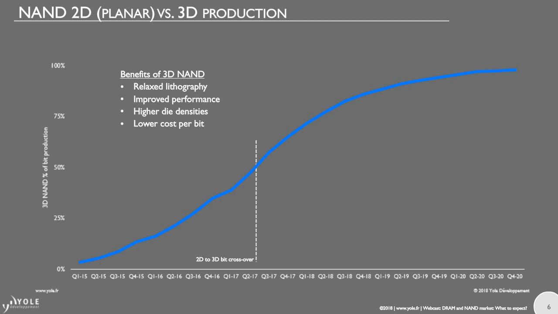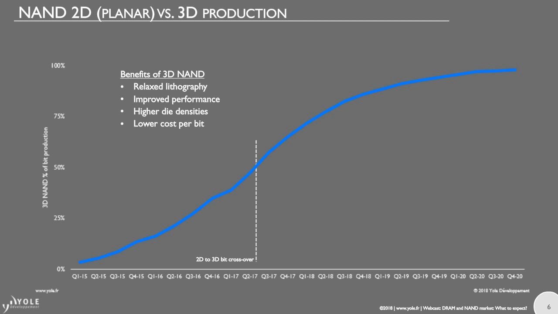3D NAND also enables much higher densities. If you recall, the final planar nodes, which were 1Y, 1Z type nodes, really maxed out at 128 gigabit die. With 3D NAND, today we see a lot of 256 gigabit die in the market, a lot of 512 gigabit die, and we even see die greater than 1 terabit. These densities will continue to grow as the layer counts increase and QLC emerges in the market.